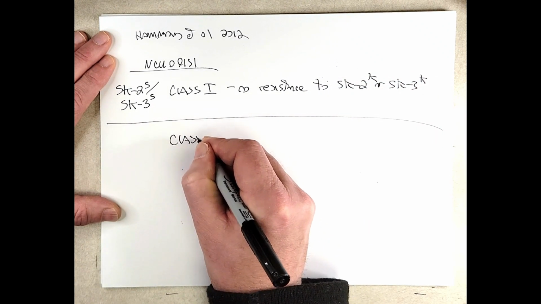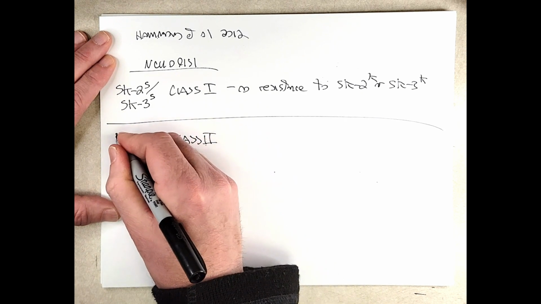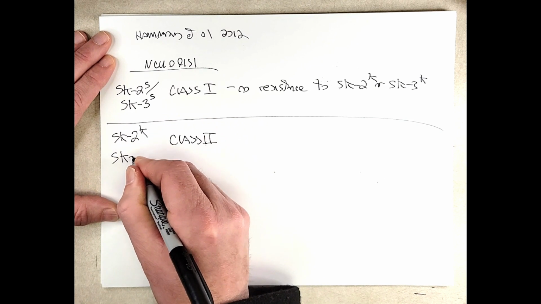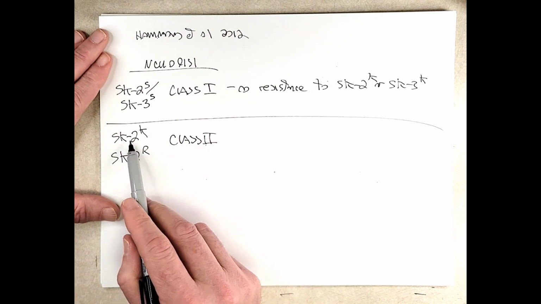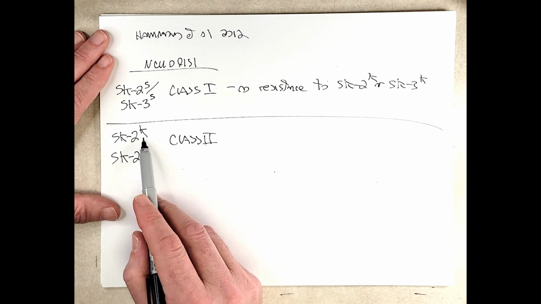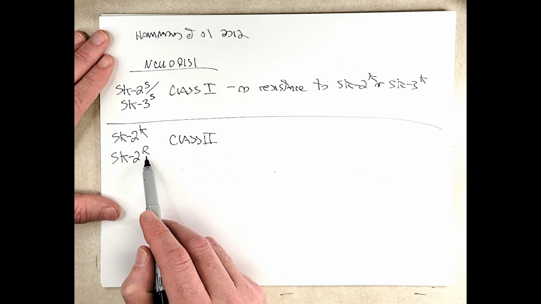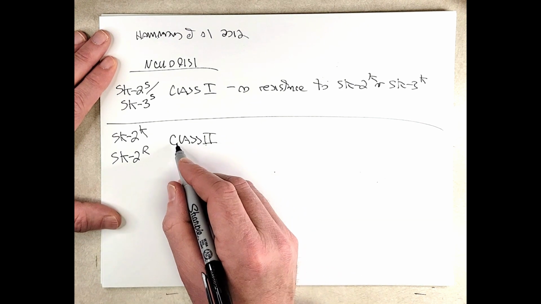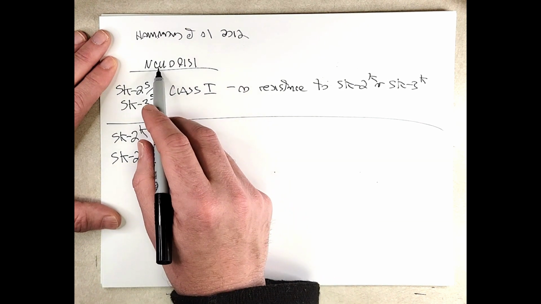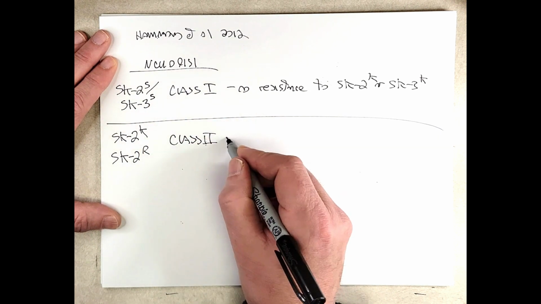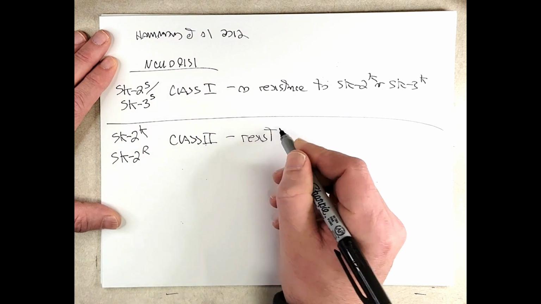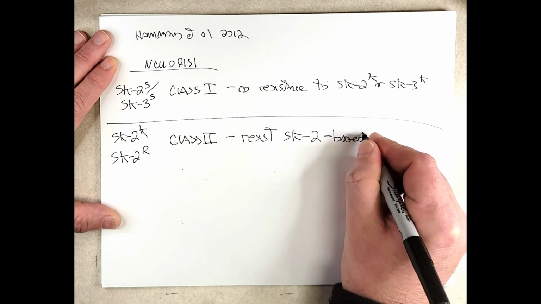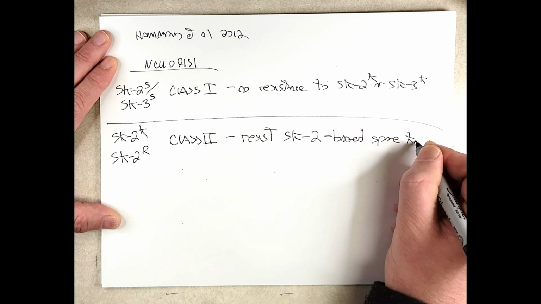Class 2, to keep it simple, we can say is found in SK2K and SK2R strains. So in the SK2K killing strains and the SK2R resistant strains, those strains have the class 2 allele of NCU09151. Those alleles resist SK2 based spore killing.